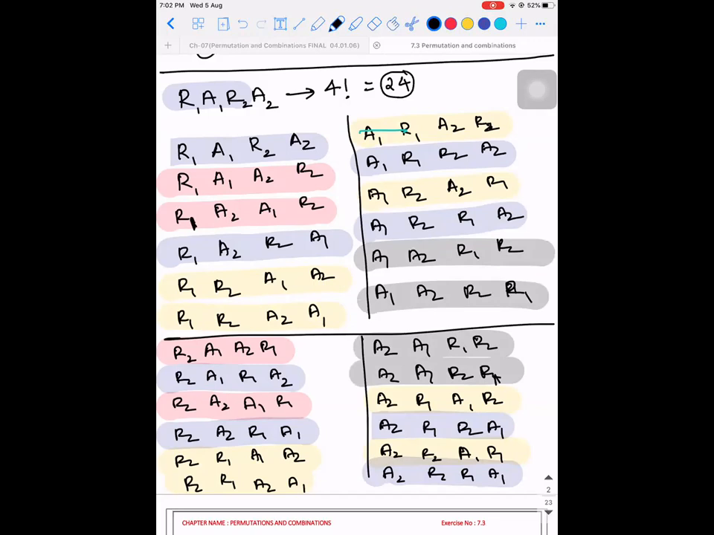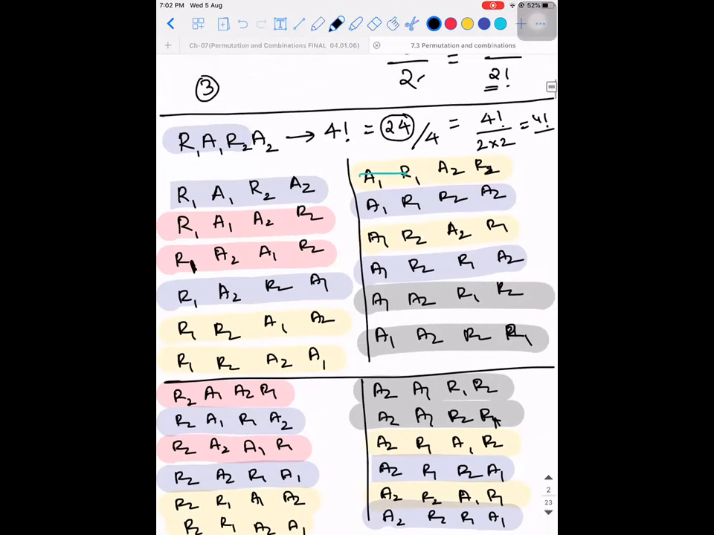But what is it that we got? 24. So from 24, how do I get 6? Divide by 4. So I know that 24 is 4 factorial. This 4 factorial, can I write it as 2 into 2? So 4 factorial divided by, what should I do? 2 is nothing but 2 factorial into 2 factorial. Why did this 2 come? Because there are 2 R's. Why is the other 2 coming? Because there are 2 A's.